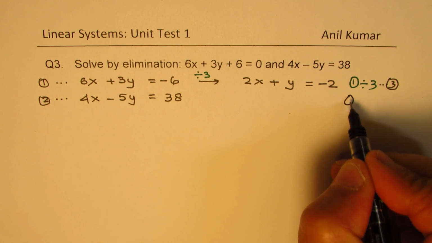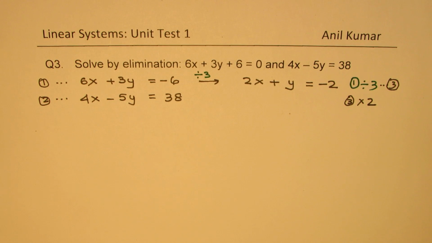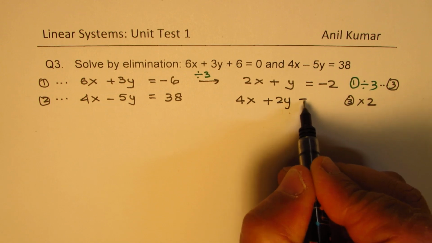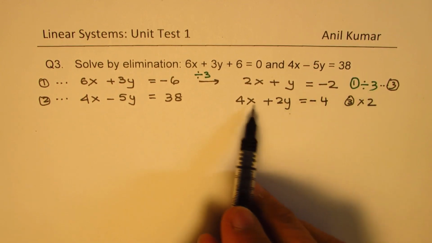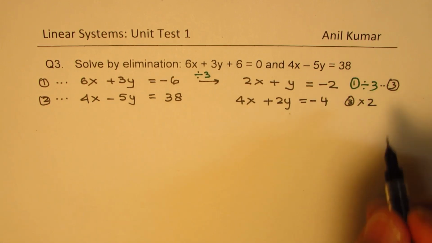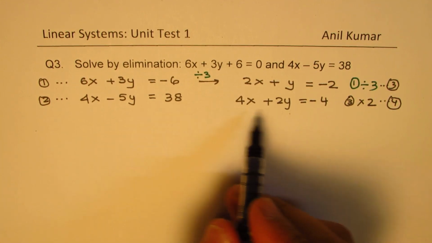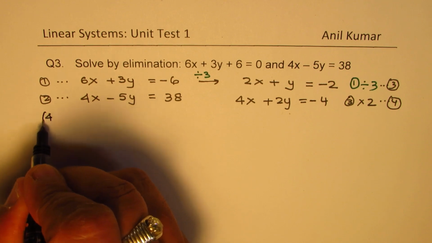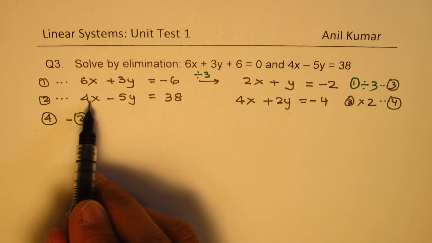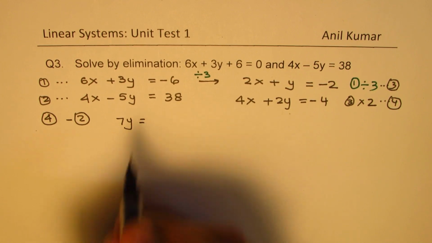Okay, so now we'll multiply equation number 3 by 2, right? So same equation we are multiplying by 2, so that gives us 4x plus 2y equals minus 4. Clear? So what you see here is that the coefficients of x are the same in equation 2, and we'll call this our equation 4. So we can take one from the other. So we'll do equation 4 minus equation 2.